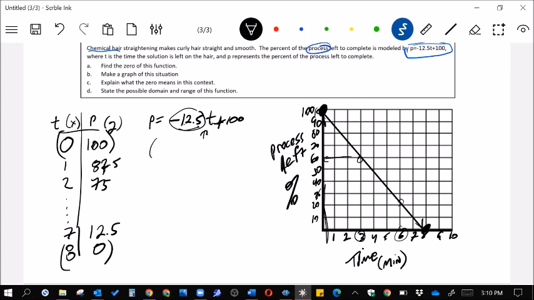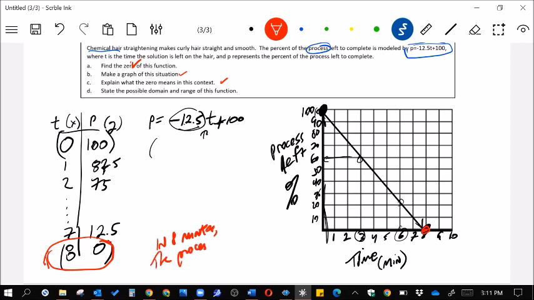So let's look at what this says. Find a 0 of the function. The zeros would be where it hits the x-axis, and we did that here. It's 8, 0. Explain what the 0 means in this context. That means in 8 minutes, the process is finished. So that would be explaining what the zero is.